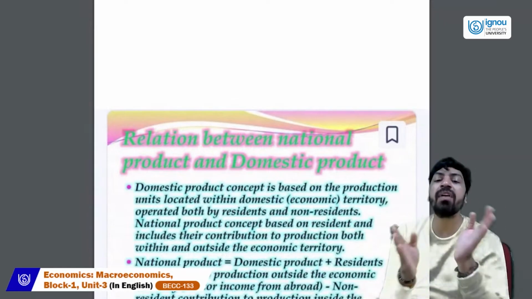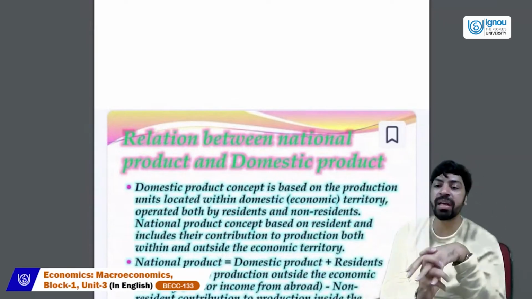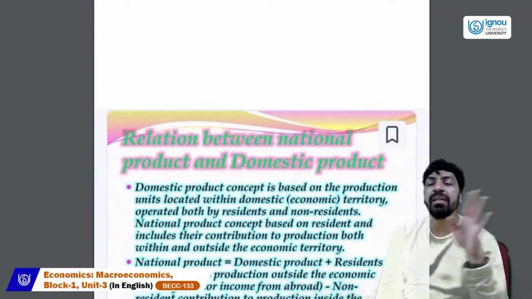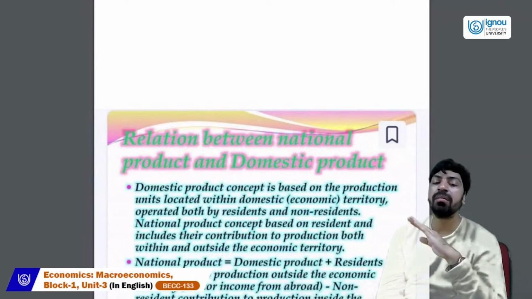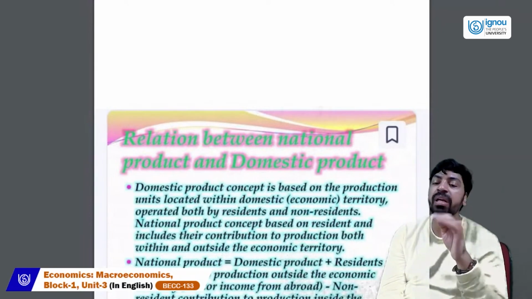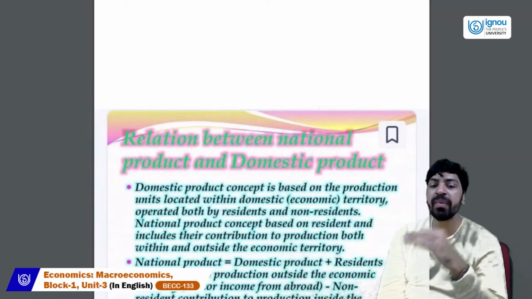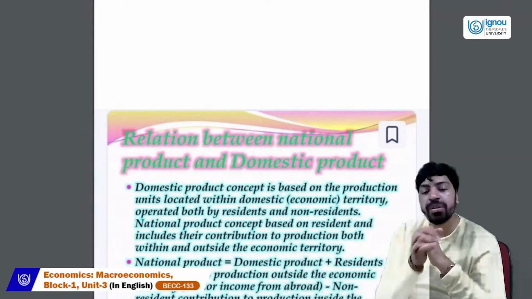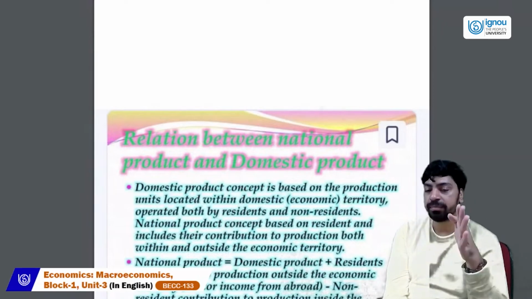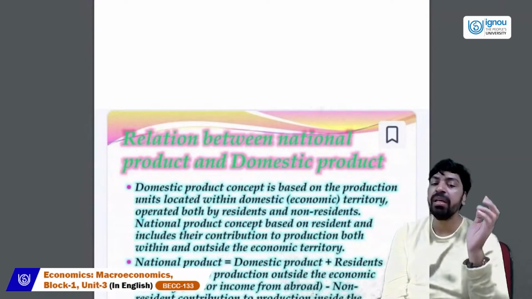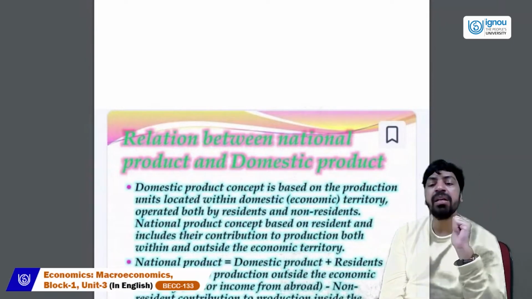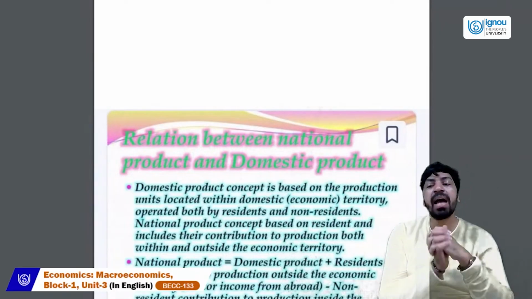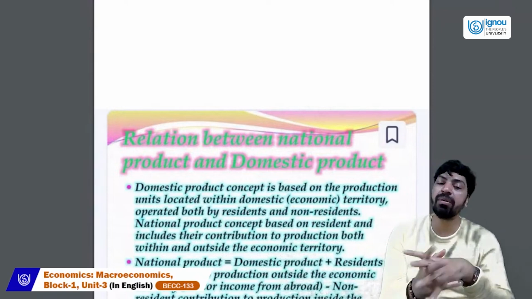That's why there is a formula mentioned on the screen. The domestic product is included in the national product, and whatever residents contribute outside the domestic territory is also added. The non-residents who are contributing to production inside the domestic territory will definitely be deducted. This is the relationship between the national product and the domestic product.